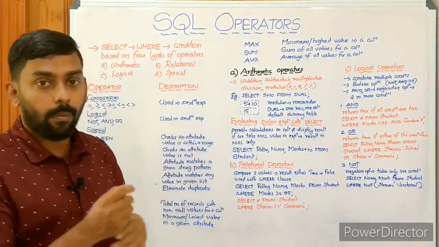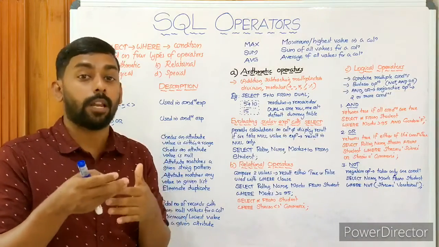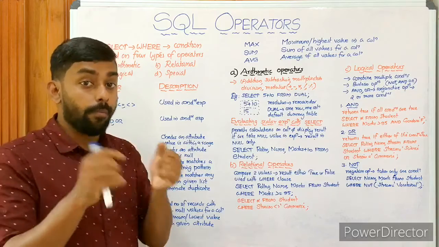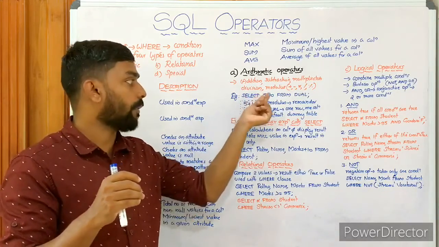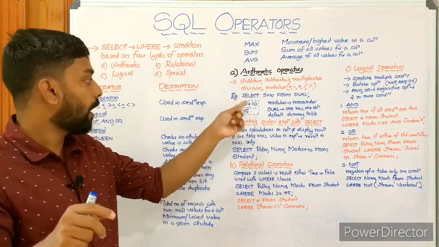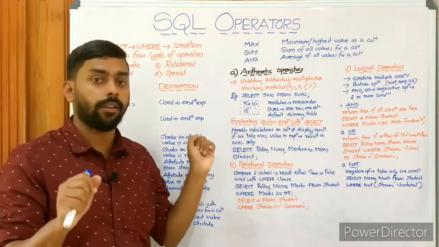Arithmetic operators are operators used to perform basic arithmetic operations like addition, subtraction, multiplication, division, and modulus. Of course we have an example here. Select 5 plus 10 from dual. Dual is a dummy table, default table with one row one column, and here is the column name and the value.